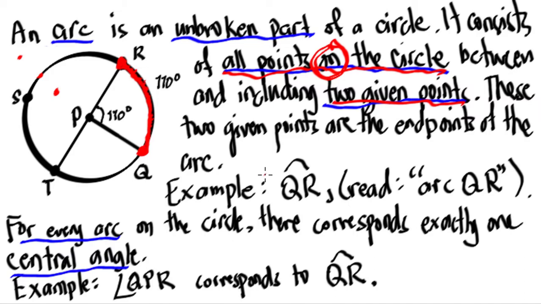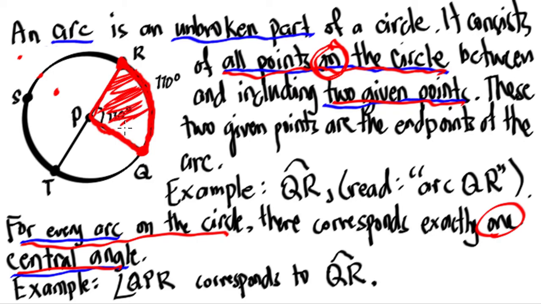So there's a direct relationship between the central angle and the arc of a circle. We say this in this statement first: for every arc on the circle, there corresponds exactly one central angle. Again, for every arc, there is always a corresponding central angle. One example is angle QPR corresponds to arc QR. There is a corresponding central angle with that arc QR, that is angle QPR, and we have this part of the circle. Actually, if we shade this part of the circle, we call this a sector of a circle, but that's beyond our topic now.